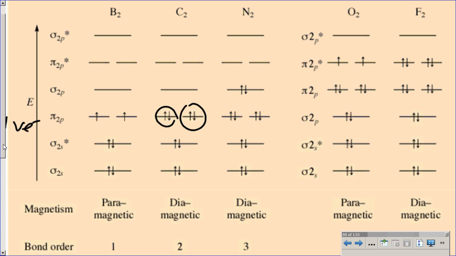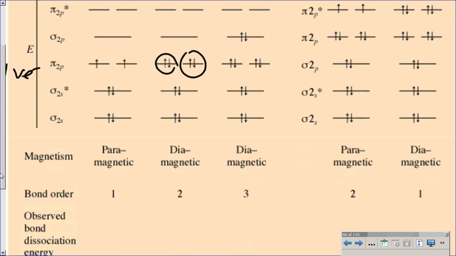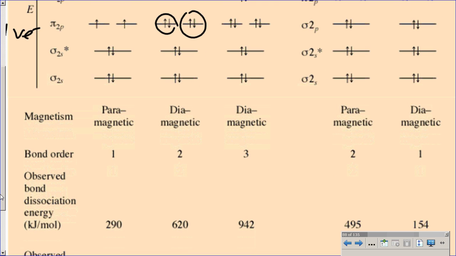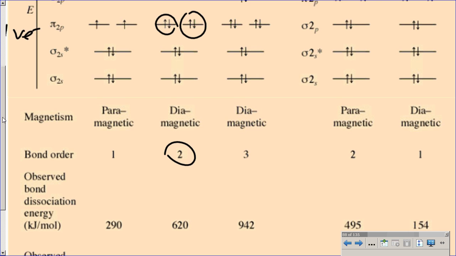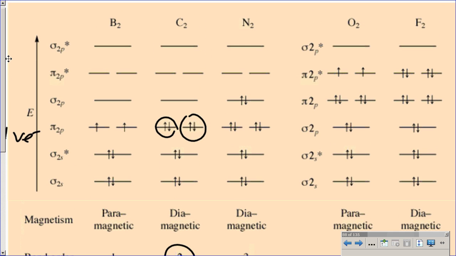So that would yield a bond order of 6 minus 2, which is 4, divided by 2 is 2. So carbon would most likely yield a double bond between it.